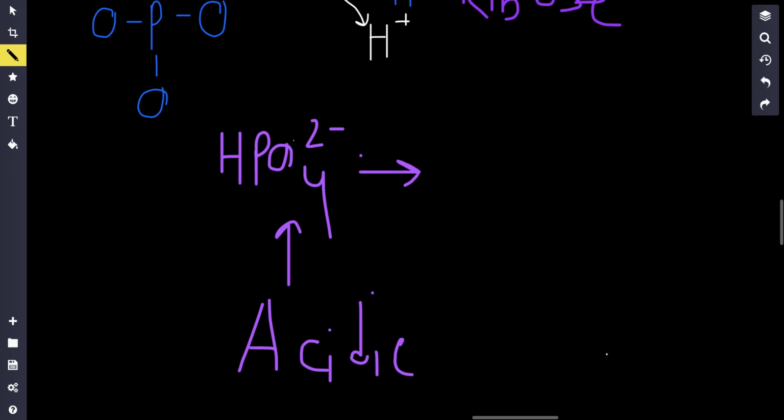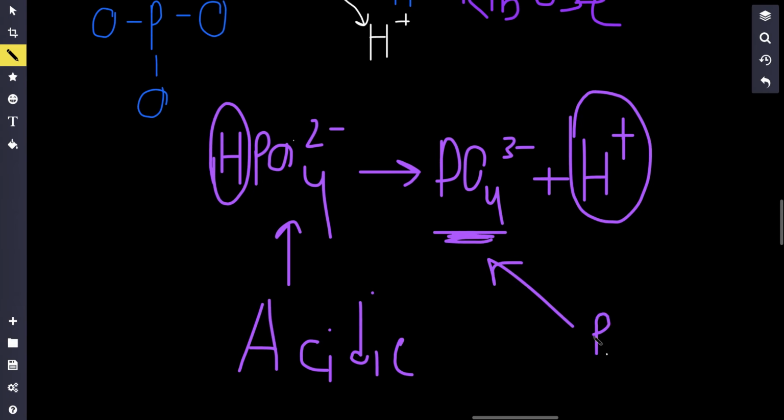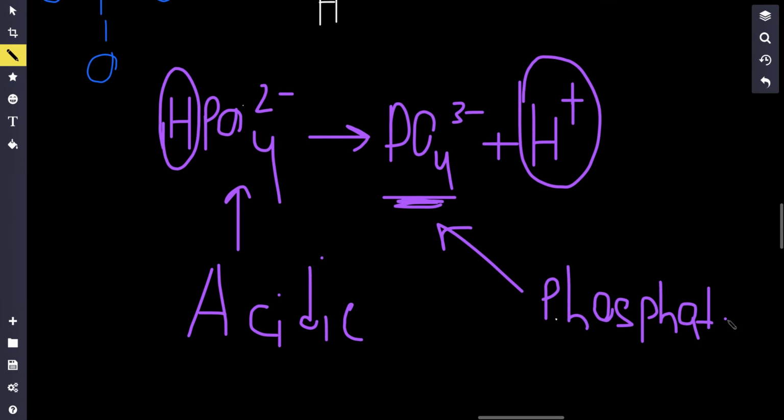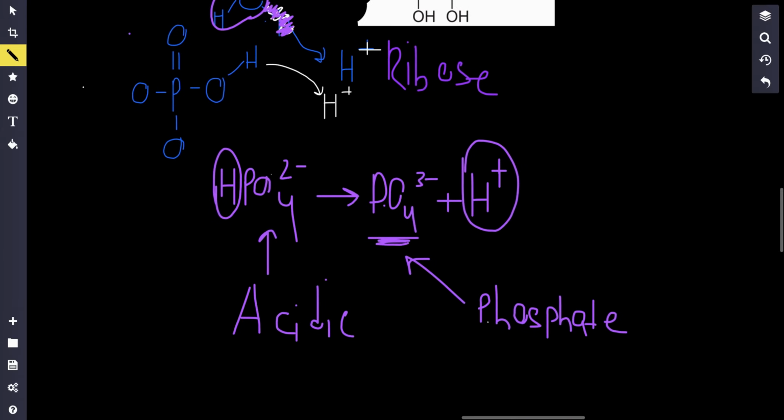And once again, HPO4 2 minus is something known as hydrogen phosphate, and it's also acidic. What that means is that it can give away another one of its hydrogen ions. It can give another H plus charge away. And once that H plus has been given away, what you're left with is a free phosphate group, PO4 3 minus. And that matched up with what I said before.